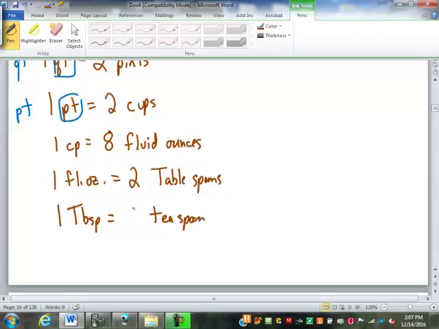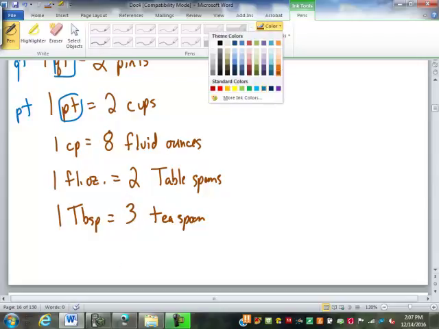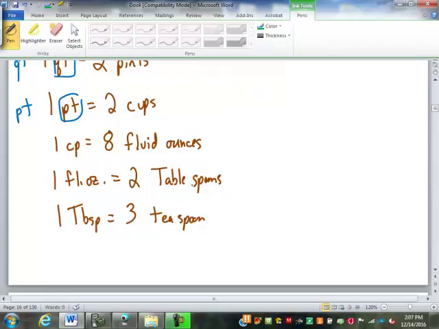Anybody know how many teaspoons are in a tablespoon? There are 3. Now, another word of warning here. Tablespoon can be abbreviated 3 or 4 different ways. The most common one now is just a capital T. But it can be abbreviated with a small tbsp, a capital TBSP, or just a capital TSP.